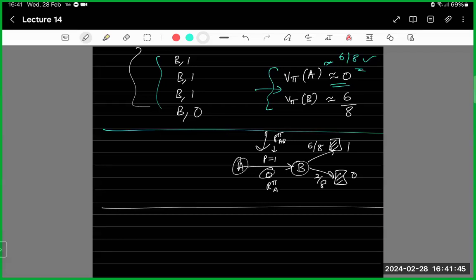Yeah, there could be a single terminal state also. You can draw it like that also. You can draw that with probability one, it will go to the terminal state, and the reward will be, yeah, that's what it is.